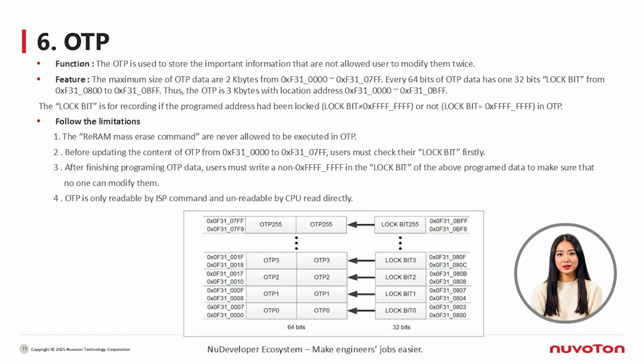2. Before updating the content of OTP from 0F310000 to 0F3107FF, users must check their lock bit first. 3. After finishing programming OTP data, users must write a non-zero value, not 0xFFFFFFFF, in the lock bit of the above programmed data to make sure that no one can modify them. 4. OTP is only readable by ISP command and unreadable by CPU read directly.